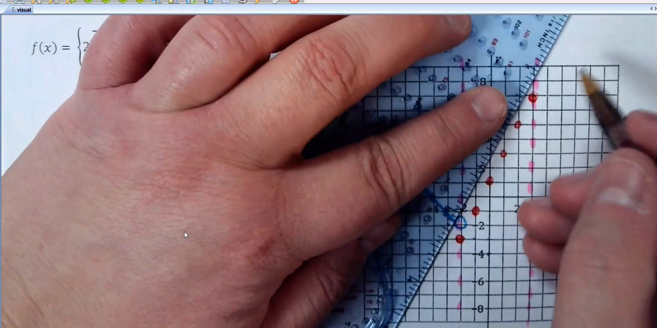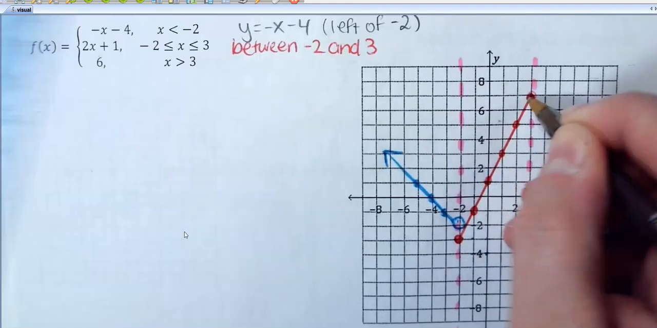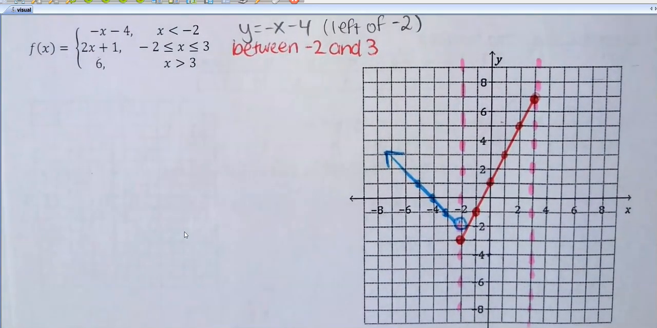So if you don't like the table, you could do it like that, and you do not have to get a straight edge out. I'm just getting my contractor out real quick so I can draw a nice line because I'm not very good at it sometimes. And if you want to do that, you totally can. Now, the third piece is just 6. So if it's just a number, you're going to have a nice horizontal line at that number.